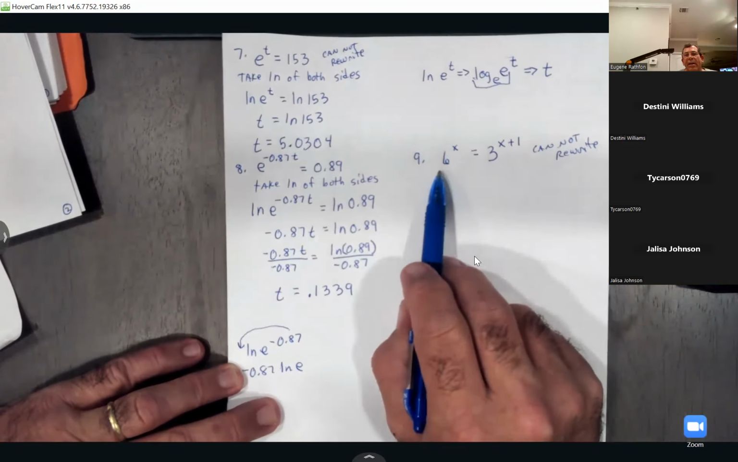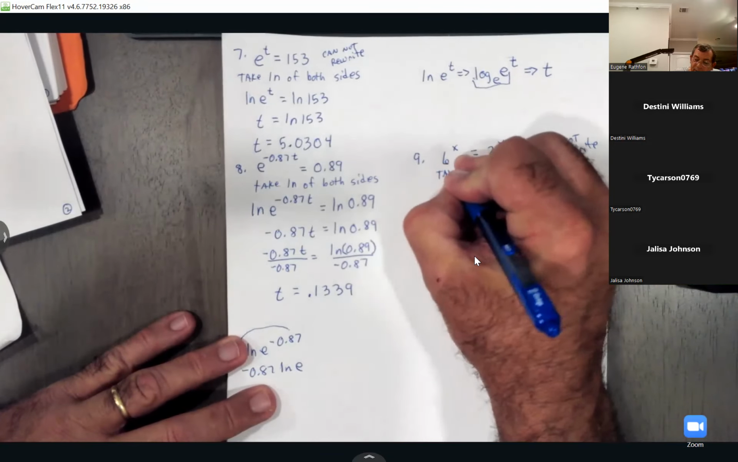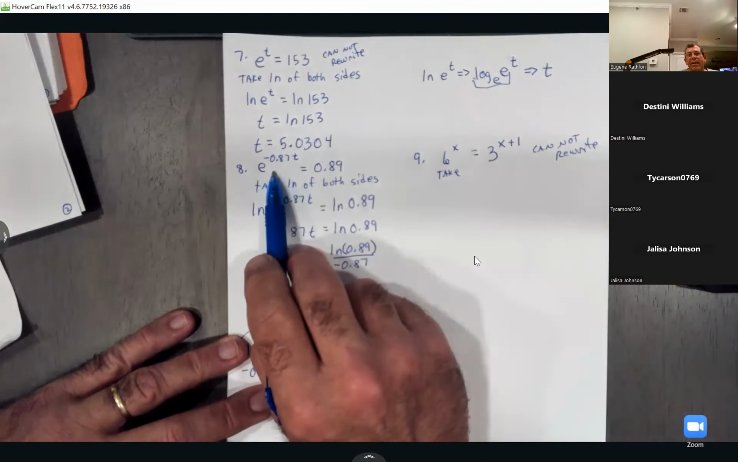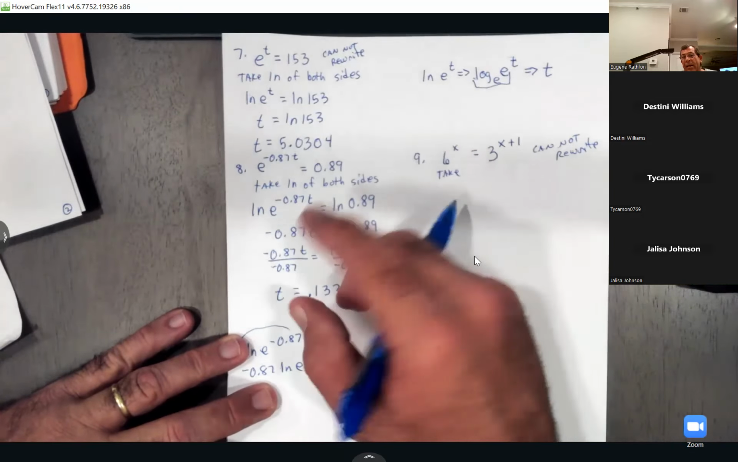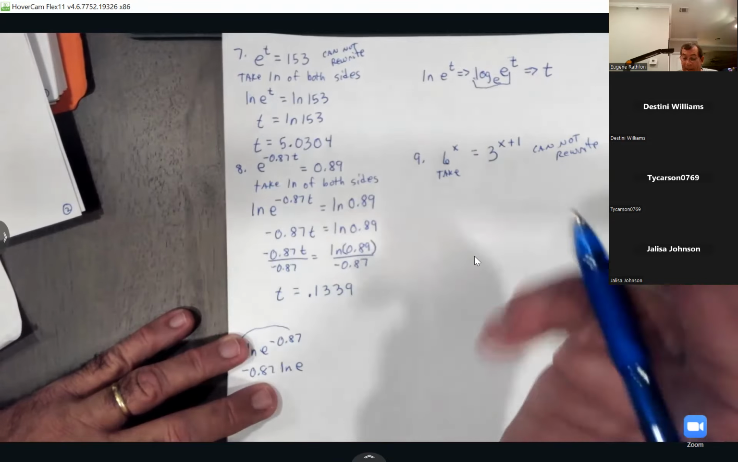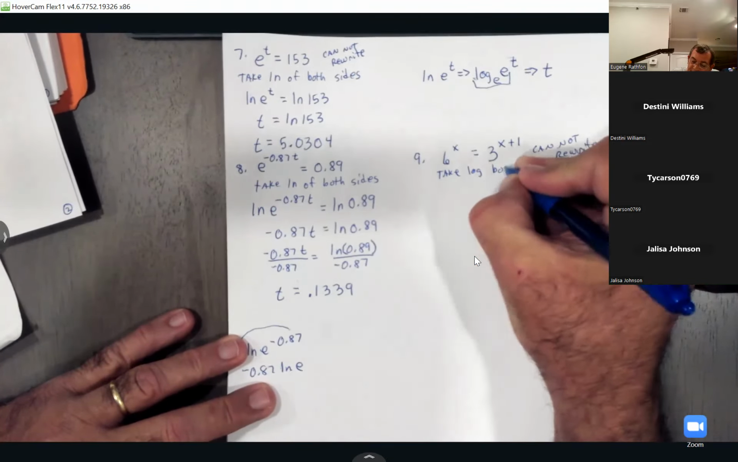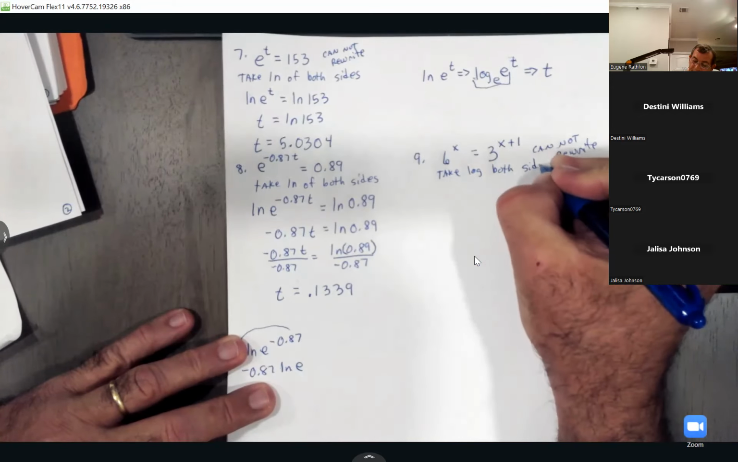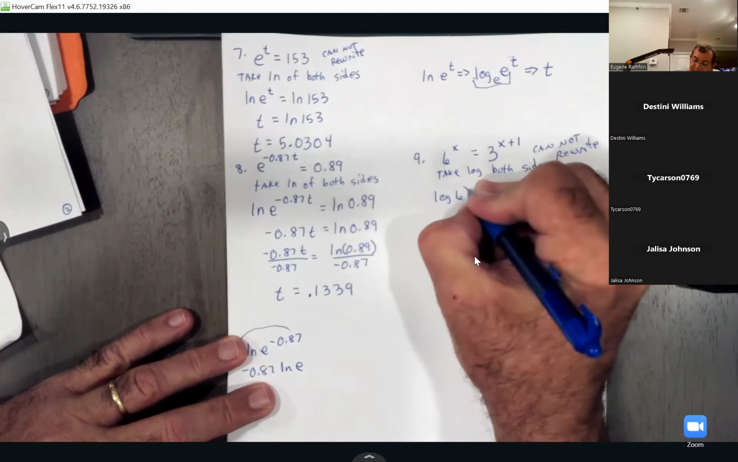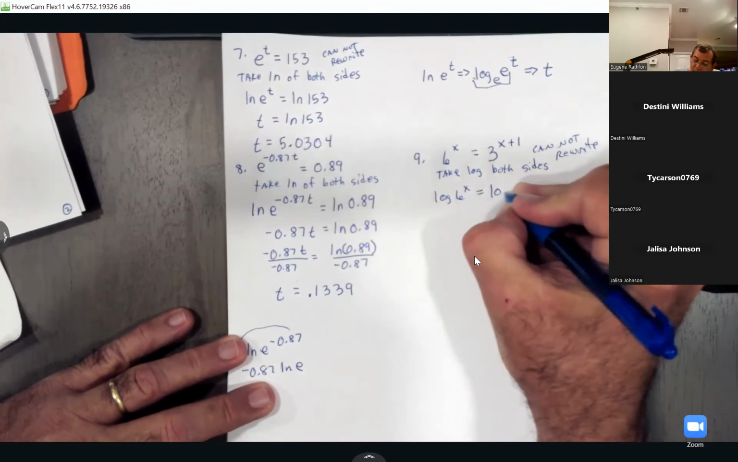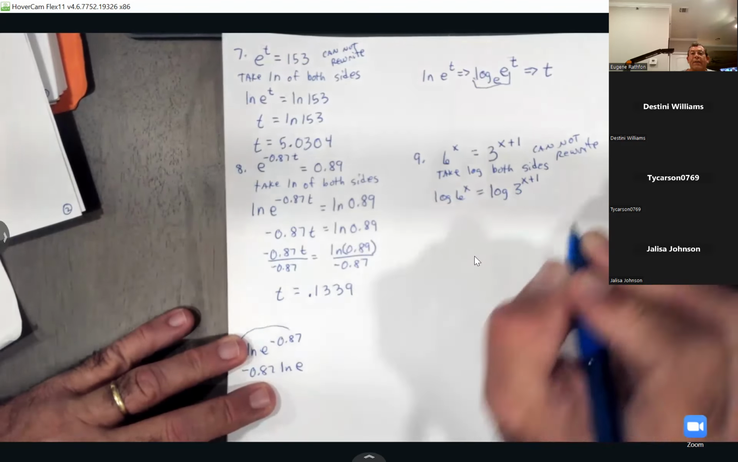Now, since these aren't e's, I'm just going to take a log of both sides. So the only time I'm really using the ln is when I got the e. Although all of these you can use the ln or the log on them, okay? So here I'm just going to take the log of both sides. So we got a log of 6 to the x equals a log of 3 to the x plus 1.